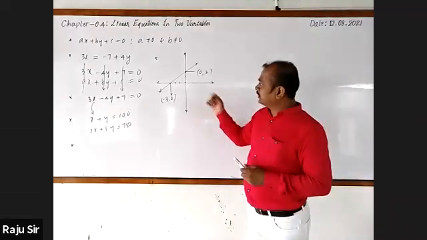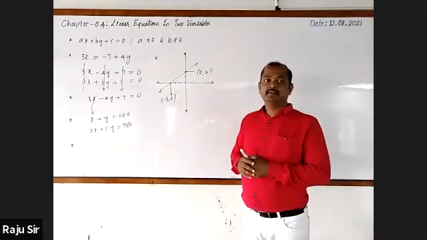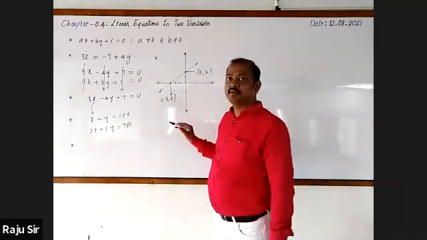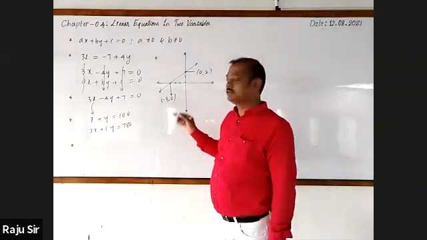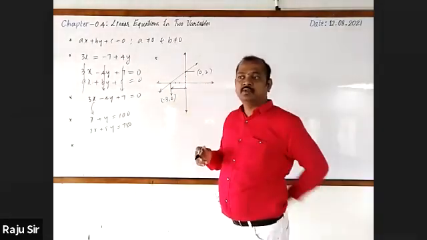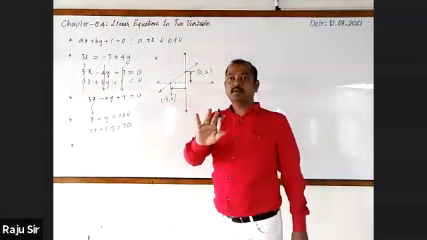Could you tell what is the base of the triangle? 3 units. How many units? 3 units. Perpendicular, nothing but altitude, nothing but height. 2 units.